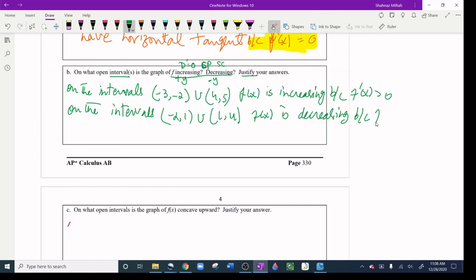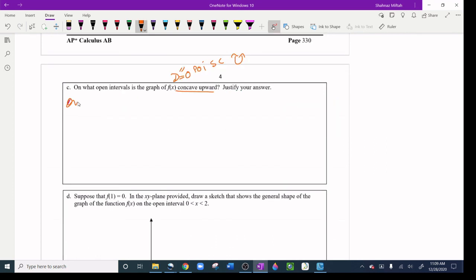I'm going to draw tangent lines here. They are all positive tangent lines. Tangent lines here, these are all negative. These are all positive tangent lines. So you can tell where it is concave up. Concave up is -1 to 1 and also 3 to 5. So these are concave up. So I'm going to say f of x, on what open intervals? On the intervals, what intervals do I have concave up? -1 to 1 and 3 to 5.